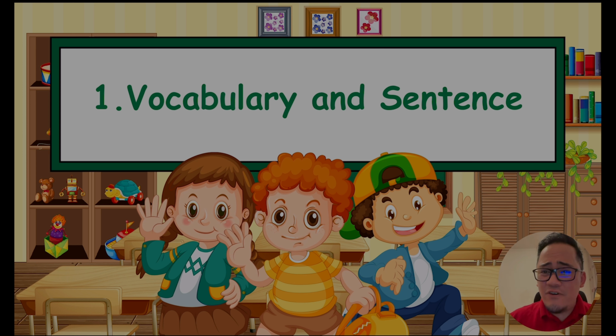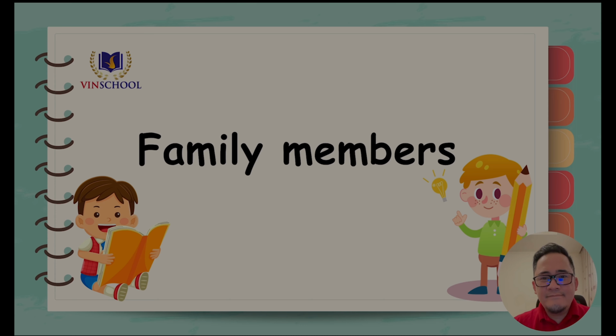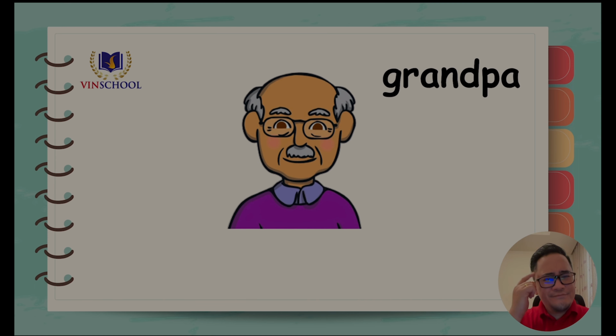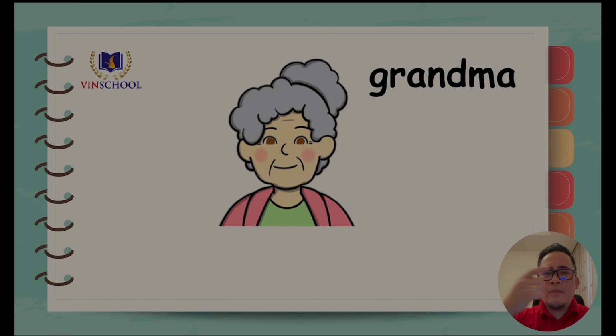First, let's review the vocabulary and sentence structures you can use with this topic. I will begin with family members. Family. This is my family. Who is this? Grandpa. This is my grandpa.